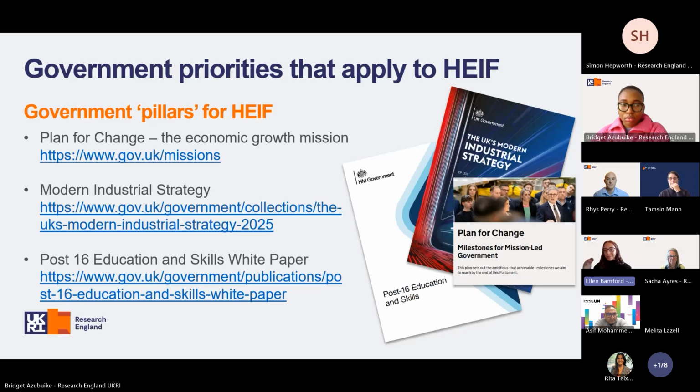So there's the broad plan for change that the government has set out, where clearly the economic growth mission is where our focus lies. There's the modern industrial strategy, where HEIF is named as a key intervention important in delivering this wider R&D strategy, and then really narrowing down to higher education, the post-16 education and skills white paper published in the last few weeks also indicates HEIF as a key delivery mechanism for the priorities set out in this paper.